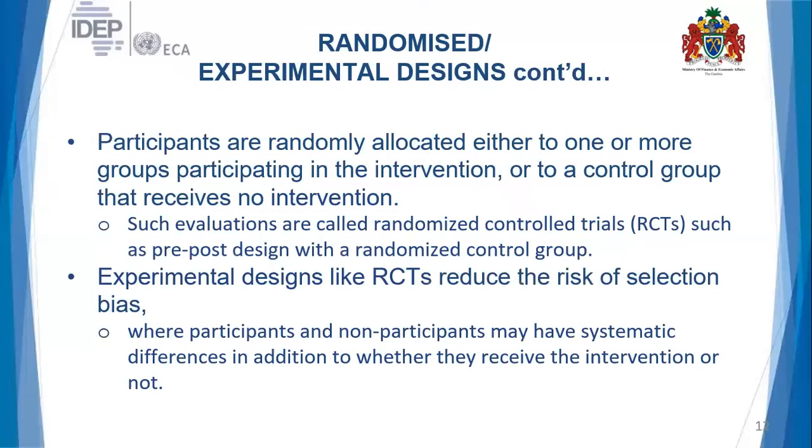Participants are randomly allocated either to one or more groups participating in the intervention or a program, or the control group that receives no intervention. So evaluations that use such kind of arrangement are called randomized controlled trials, such as pre and post design with randomized control group.